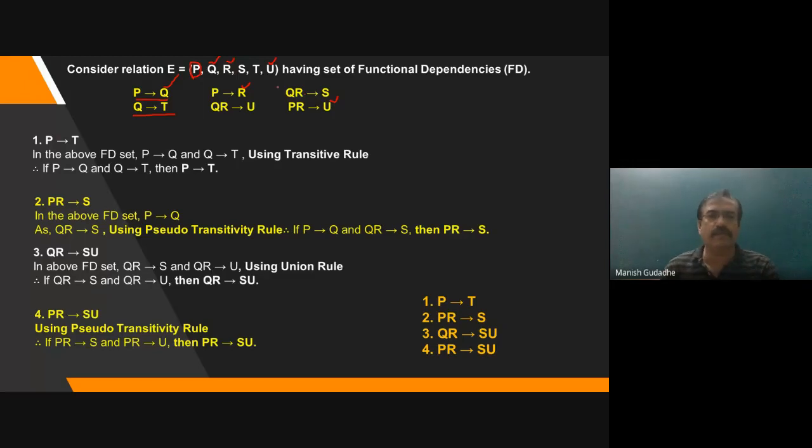Like set of attributes is like QR. So what is the attribute closure of QR? S and U. So this way we can find out. So what is the process, or what is not the process exactly? We'll see what is the logic behind finding that, which we are going to discuss today, followed by what is the need of normalization.